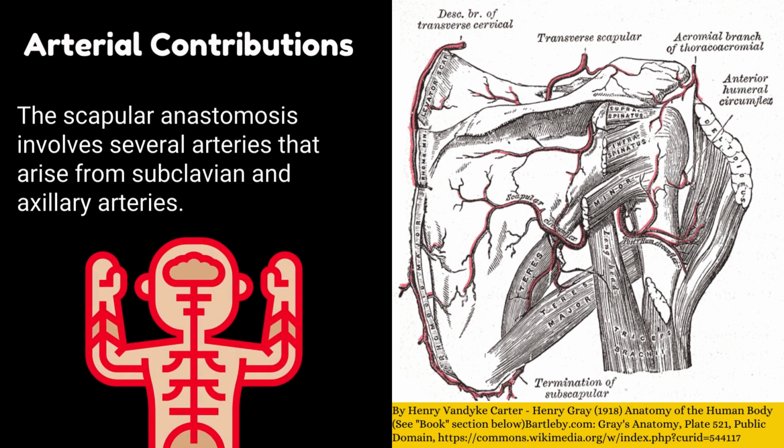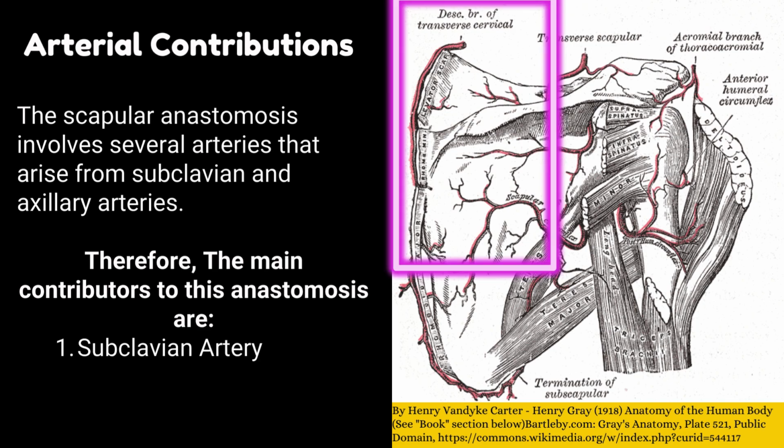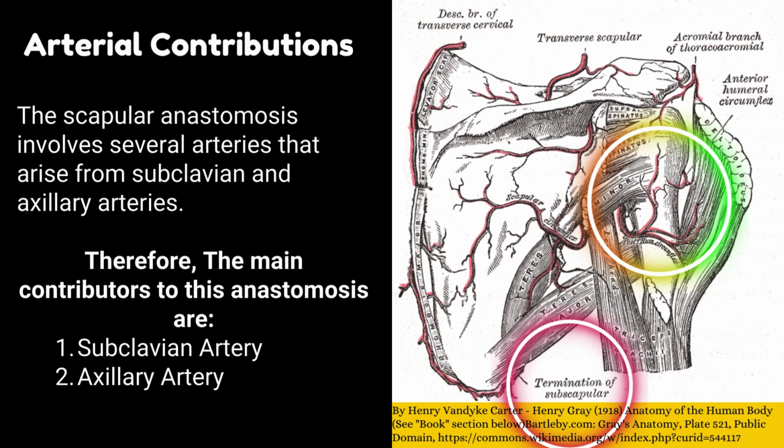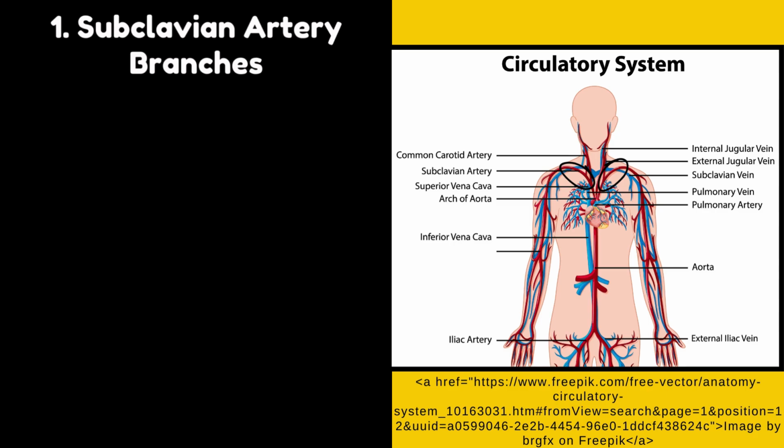The scapular anastomosis involves several arteries that arise from subclavian and axillary arteries. Therefore, the main contributors to this anastomosis are subclavian artery and axillary artery. We will discuss their involved branches, one by one. Number 1. Subclavian artery branches.